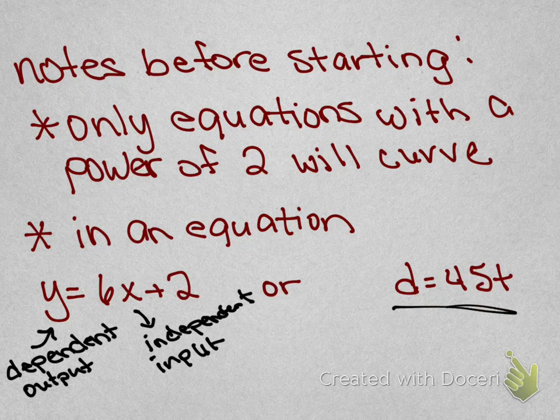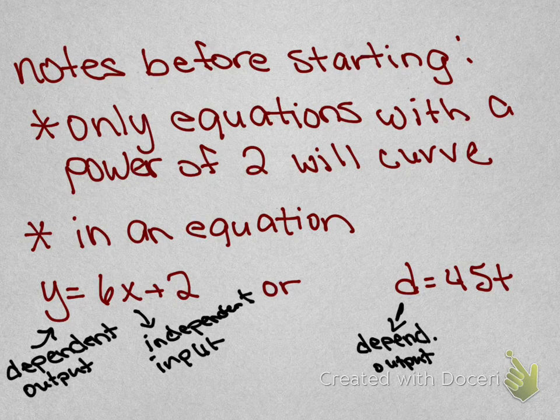So if we look at this one over here, that first variable, even though it's not y, it's d, it's still your dependent, because it's in place of your y in the y equals mx plus b. So this is your dependent. So that's your output. And then this variable has to be your independent, which is your input. Okay, because it's where x would be if we were looking at it in y equals mx plus b form. Okay, so first variable is your dependent, middle variable is your independent.